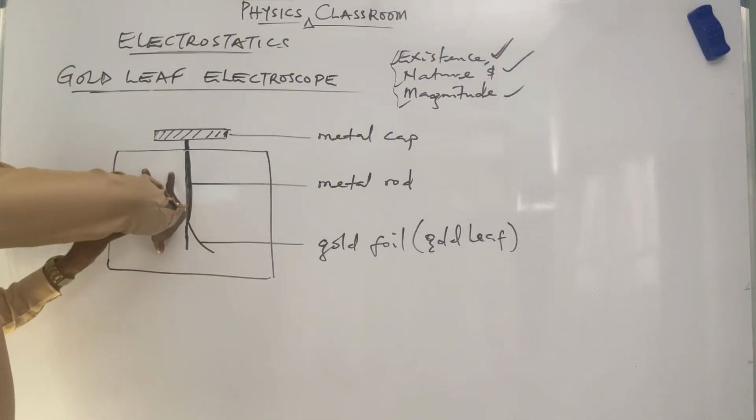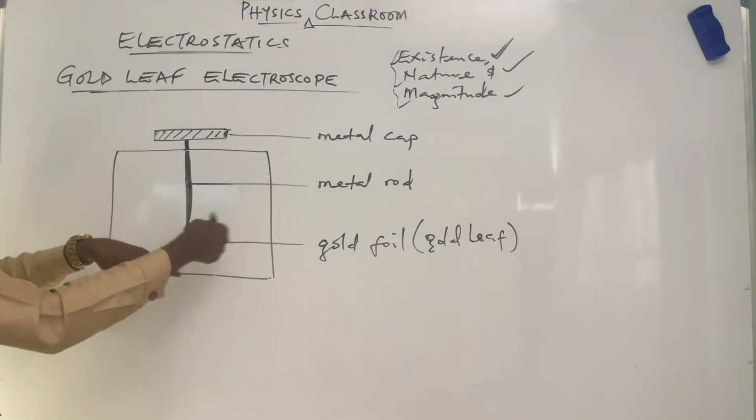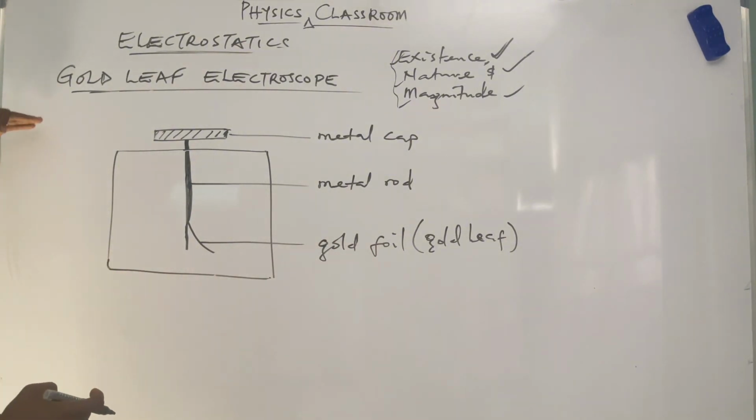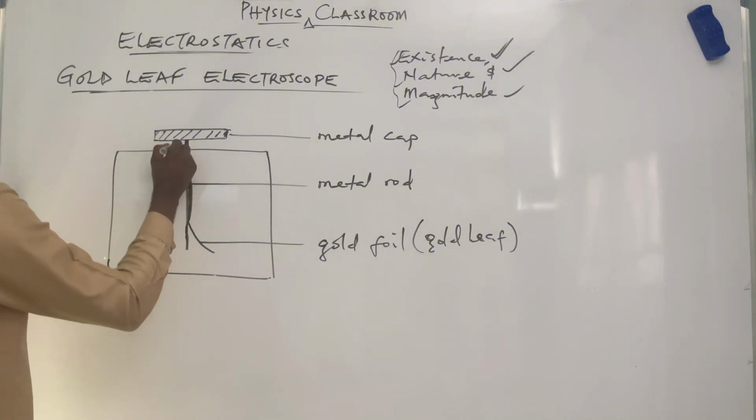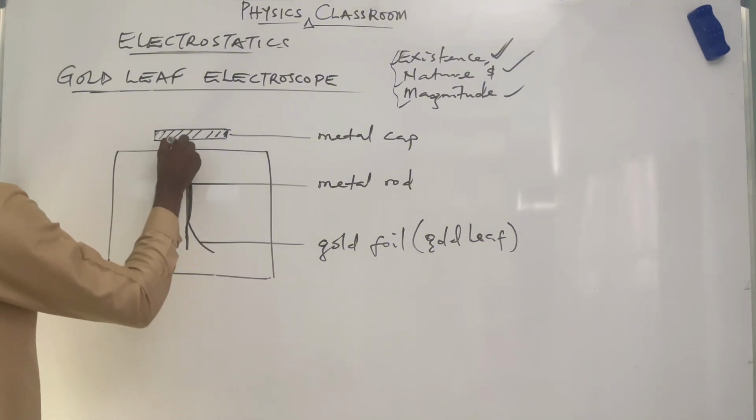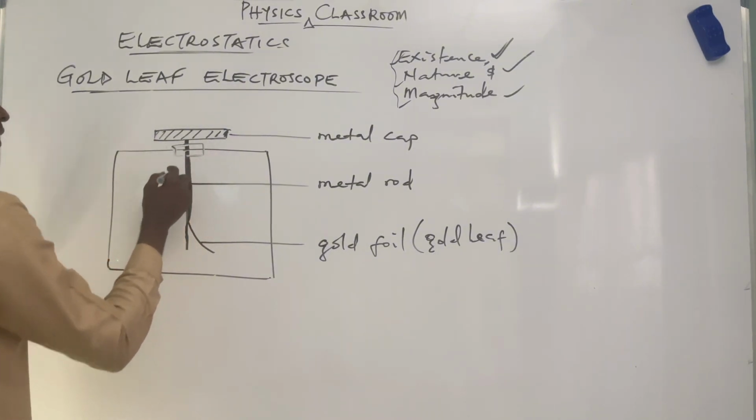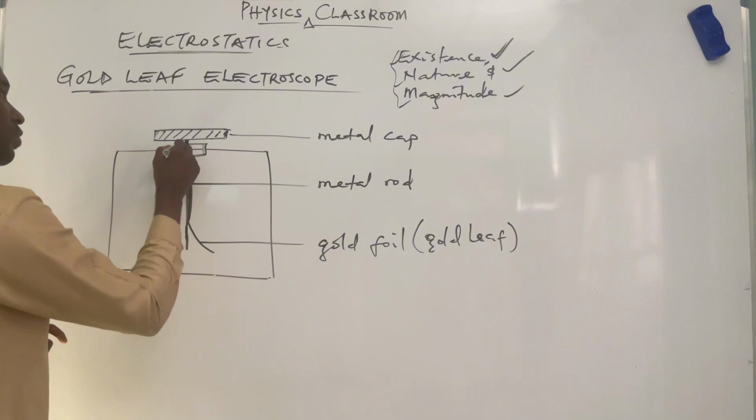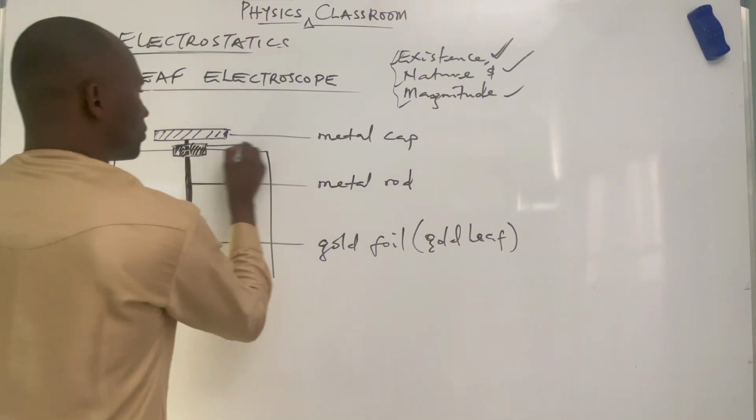So it becomes very transparent in such a way that we can see either the convergence or divergence of this gold foil at the end of the day when a charged body is brought closer to the metal cap. So that's what we are saying. We do it in such a way that we now have an insulator covering this part, joining them together like this. This is the insulator.